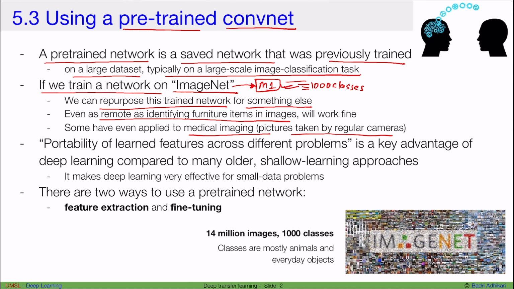So the medical imaging data sets and all those data sets are very different from ImageNet, which, say, for example, was used to train this model M1. But even if problems are very remotely different from the original data set that was used to train the model, these models can be useful. And this is mainly because of the portability of learned features across different problems.